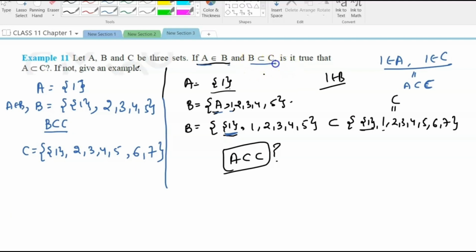A belongs to B and B is a subset of C. So here we can see that 1 belongs to A, but 1 does not belong to C because this one is a set, not an element. 1 is an element of A, but 1 is not an element of C, and therefore A is not a subset of C. Okay, so this is the example.